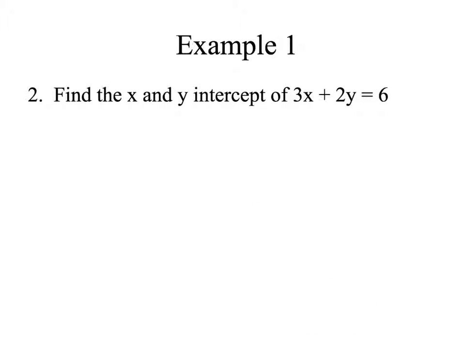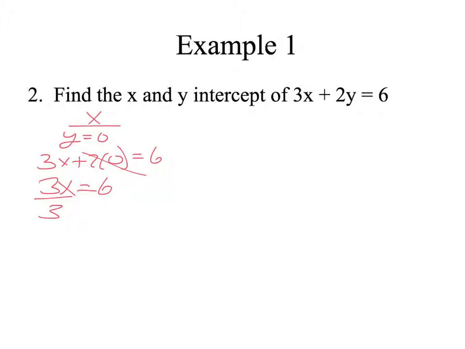So let's find the x and the y-intercept of this problem. My x-intercept, I'm going to let y equal 0. So 3x plus 2 times 0 needs to equal 6. 3x needs to equal 6 because remember the 2 times 0 goes away. Divide by 3. x is 2. Final answer is 2, 0 as an ordered pair.